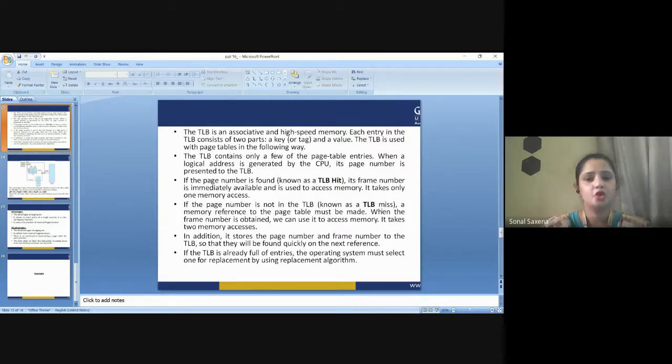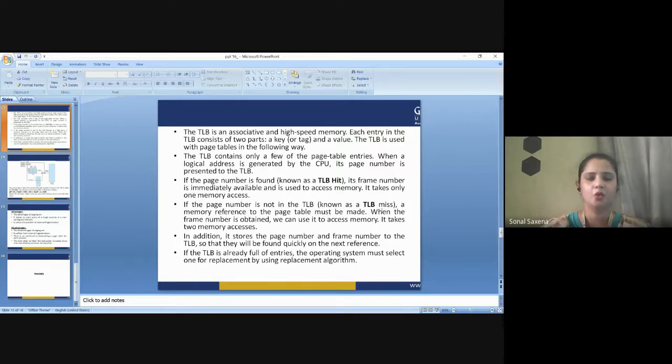Now, if the page number is not in the TLB, what do we call it? If, let's say, the page has already expired, that is known as a TLB miss. A memory reference to the page table must then be made. When the frame number is obtained, we can use it to access the memory. Again, it takes two memory accesses. In addition, it stores the page number and the frame number in the TLB so that they will be found quickly on the next reference. It is the same case as the cache memory, which is actually meant for this: it always holds a copy of the previously accessed data.